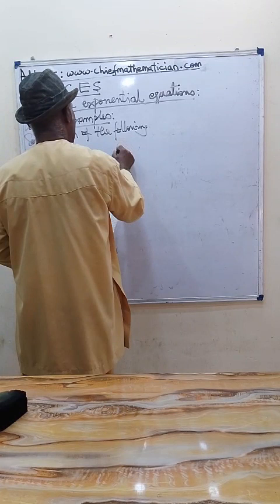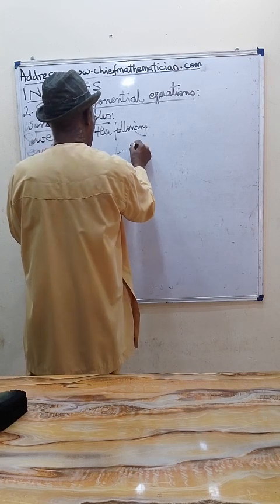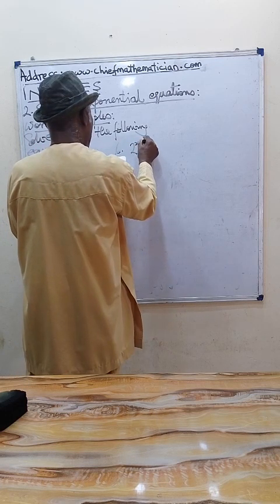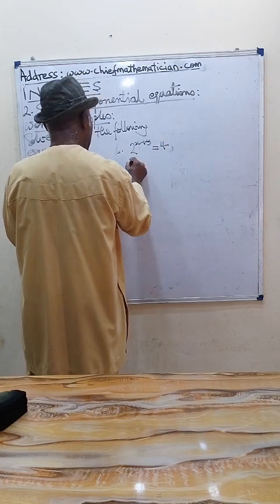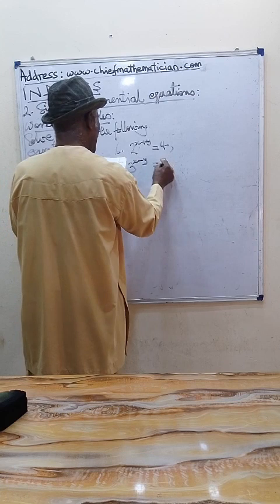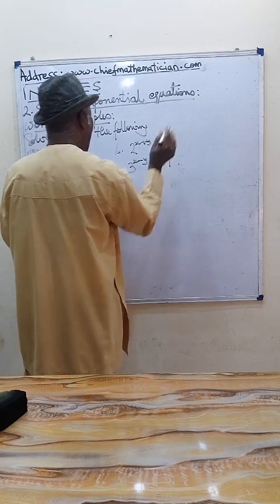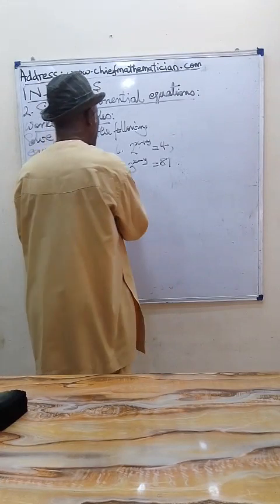Number 6: 2 raised to the power x plus y is equal to 4, and 3 raised to the power x minus y is equal to 81. I think I have to stop at this number. I'm sure by the time we attend to these equations, you will understand very well how to solve simple exponential equations. So let us go to the solutions.